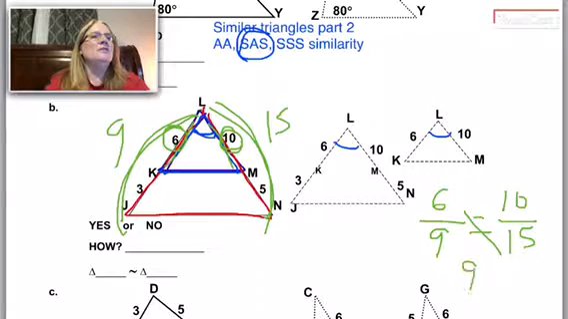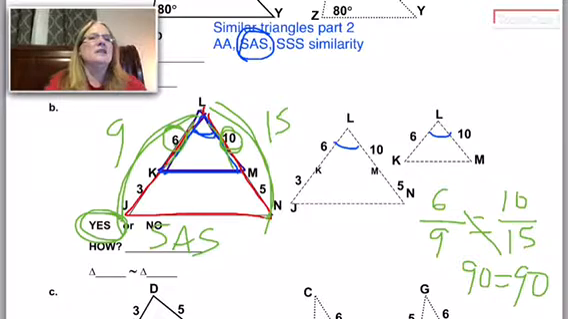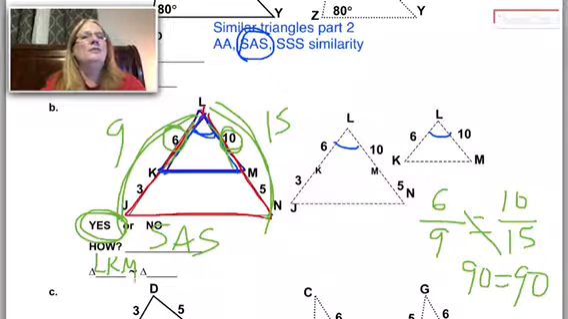And you can see if you cross multiply here, we're going to get 90 is equal to 90. So yes, these triangles are similar, and they are similar by side-angle-side. And when you write the similarity statement, be very careful with the order. If you put LKM in the first one, you would need to line that up with LJN.